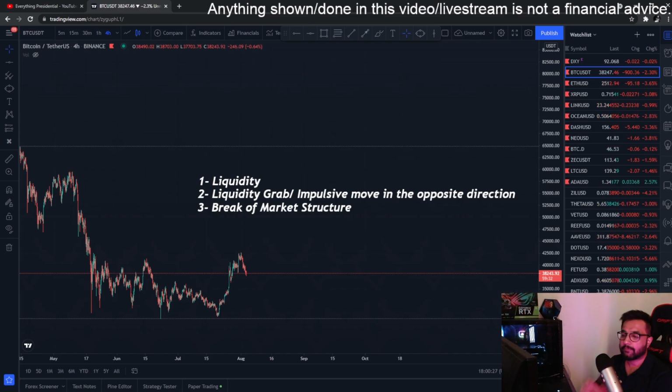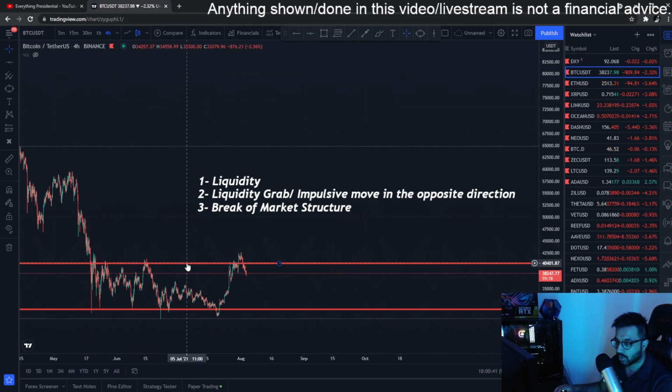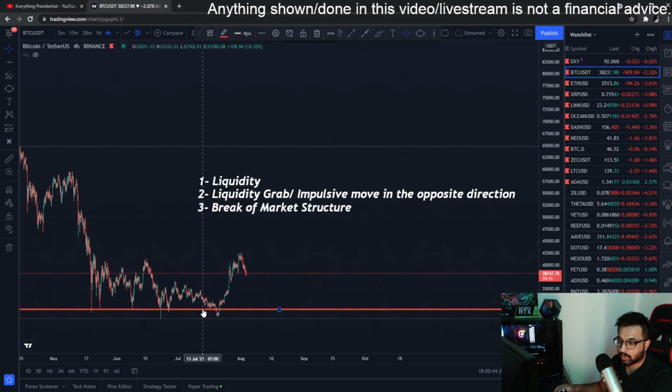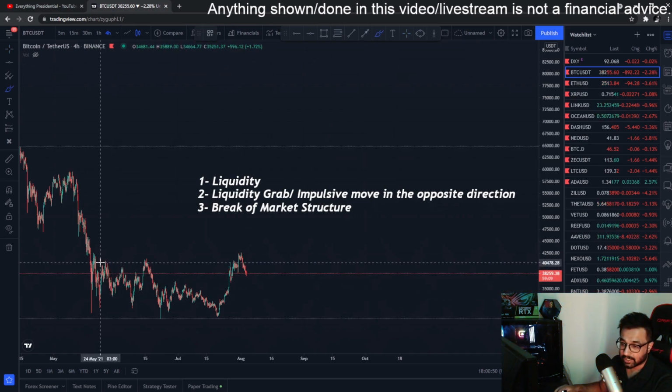So the very first thing that you should look for whenever you open a chart, even as a beginner, is you start marking your support, right? And you start marking your resistance, right? Simple. So the first thing is basically you are looking for liquidity. What is liquidity? Liquidity is basically equal highs, let's say equal highs, right?